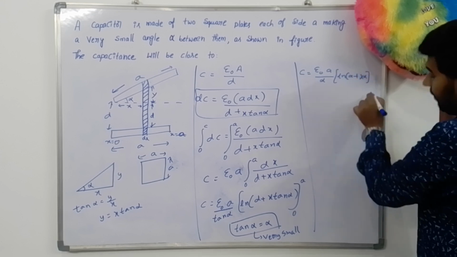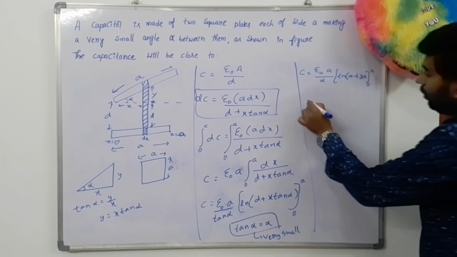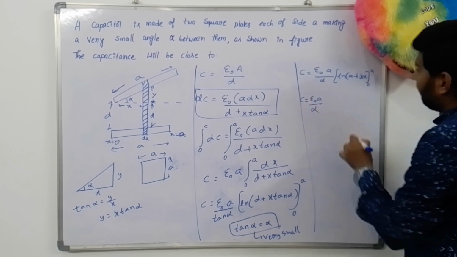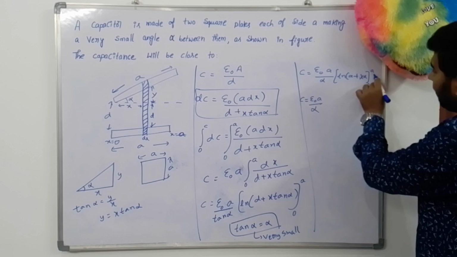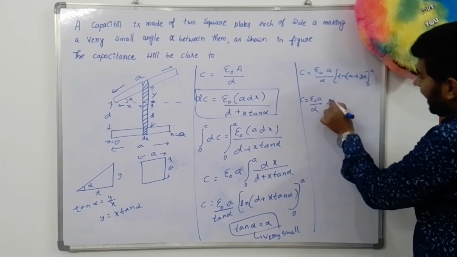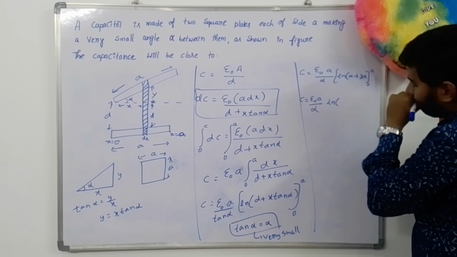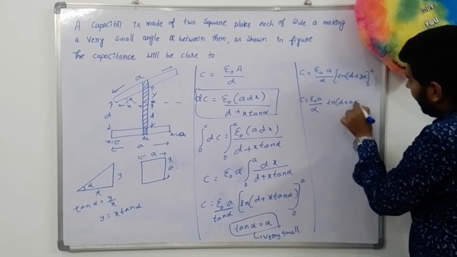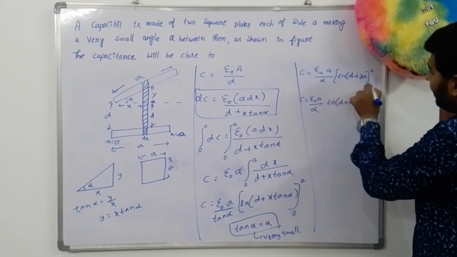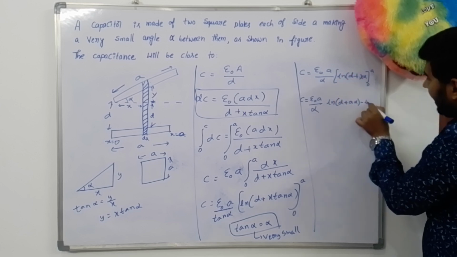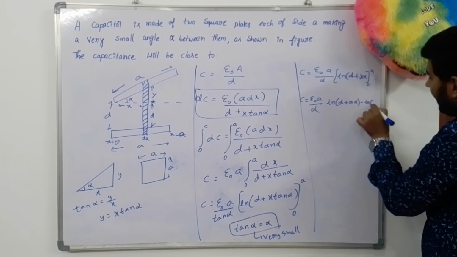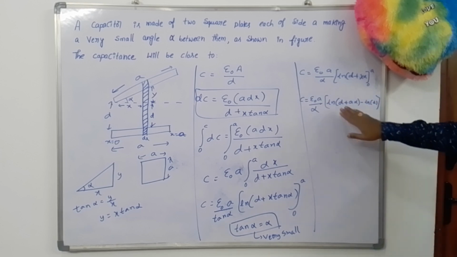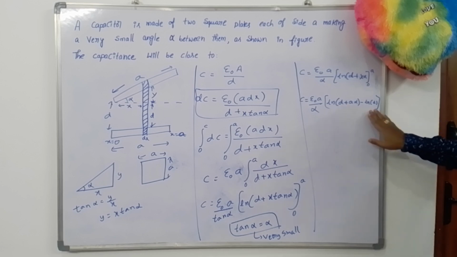What are the limits here? 0 to a. Now we have to apply the limits here. C is equal to epsilon naught a by alpha ln of, first of all I have to apply the a instead of x, ln of d plus a alpha, minus, what is the 0 I have to apply instead of x, ln of x alpha becomes 0, ln of d. It is clear. If you observe, it is in the form of log a minus log b.